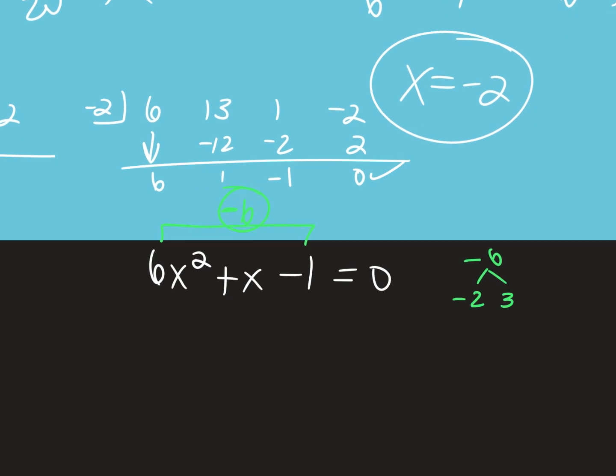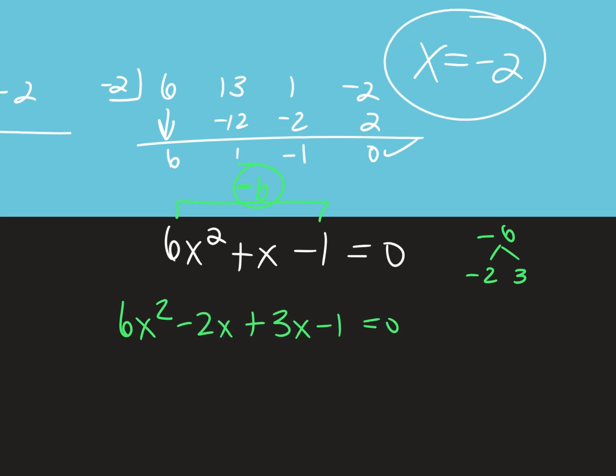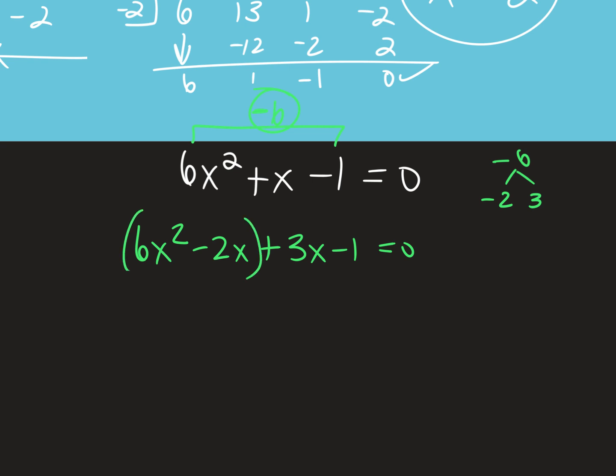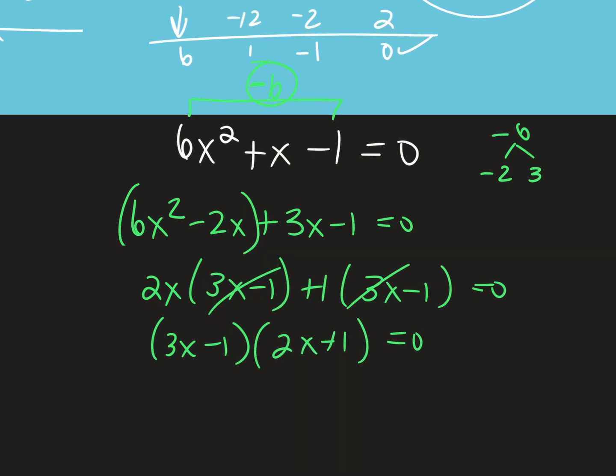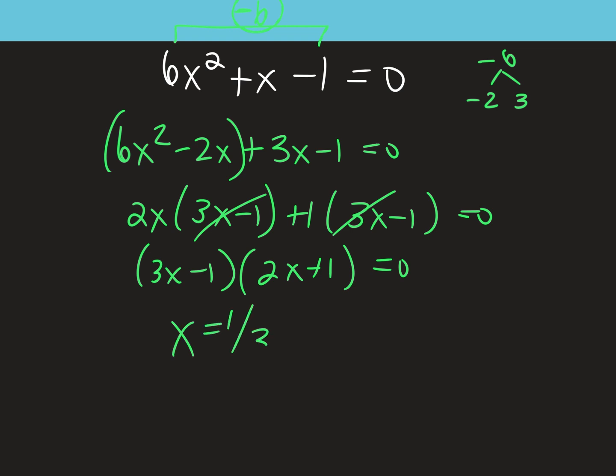-2 and 3. Perfect. So 6x squared minus 2x plus 3x minus 1 equals 0. Group the first two. 6x squared and -2x. What can I take out? 2x. Now so 3x minus 1. What can I take out of the next group? Positive 1. So I have 3x minus 1, and then we have 2x plus 1. So here I have x equals positive 1/3. And here I have x equals -1/2.